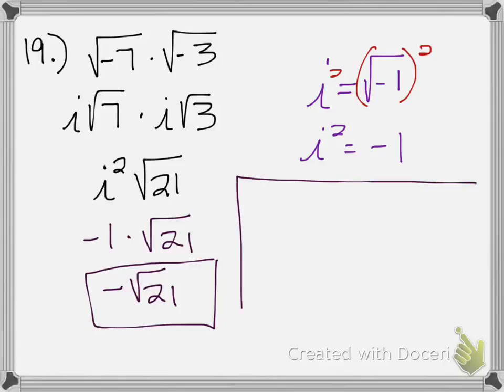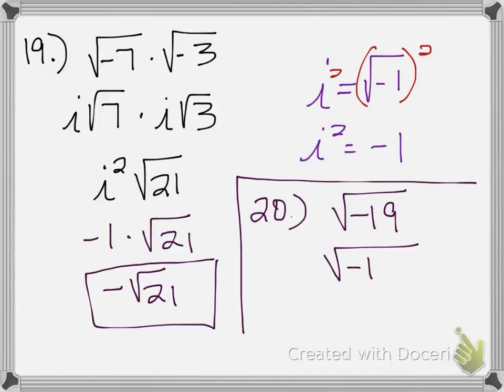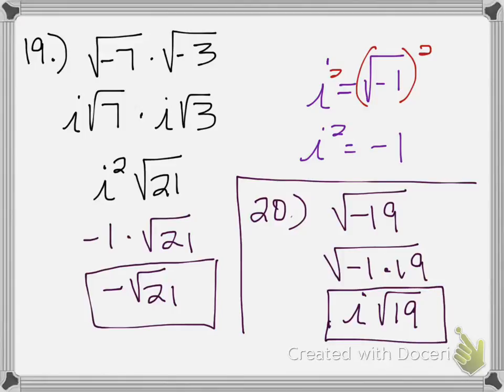Let me carve out some space here for number 20 because it doesn't take up a lot of space. 20, square root of negative 19, expressed in terms of i. How would we write that in terms of i? So if you did negative 1 times 19 underneath your radical sign, remember the square root of negative 1 is i, so it's i square root 19. That's all that one is.